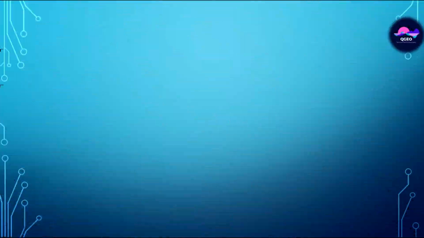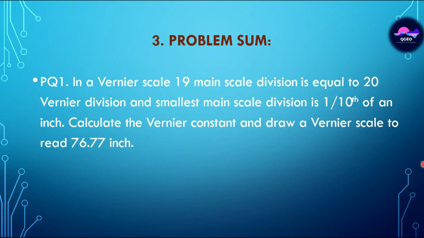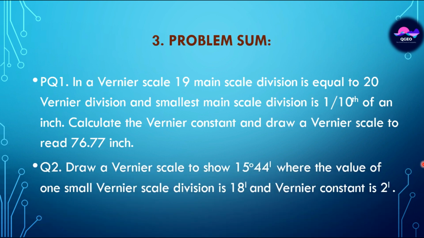Here is the problem sum. Problem question 1. In a Vernier scale, 19 main scale divisions are equal to 20 Vernier scale divisions and smallest main scale division is 1/10 of an inch. Calculate the Vernier constant and draw Vernier scale to read 76.77 inch. And question 2. Draw Vernier scale to show 15 degree 44 minute where the value of one small Vernier scale division is 18 minute and Vernier constant is 2 minute.